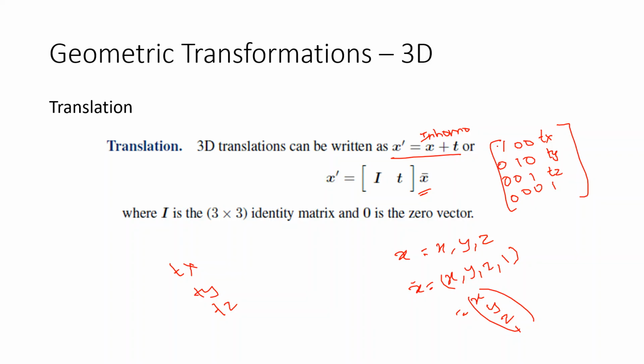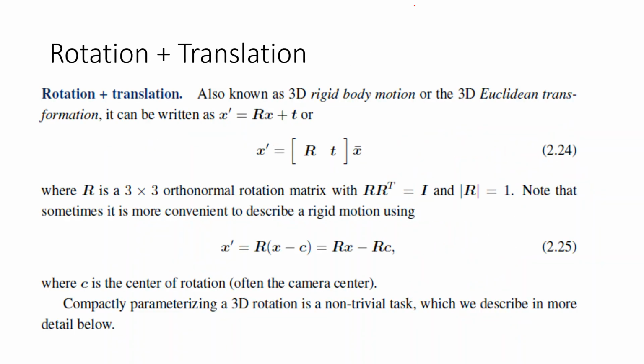Okay, the same translation. Translation is nothing but moving the same object to another location, or moving the same point to another location. Okay, we are just moving, the length, width, angle, everything will be same.